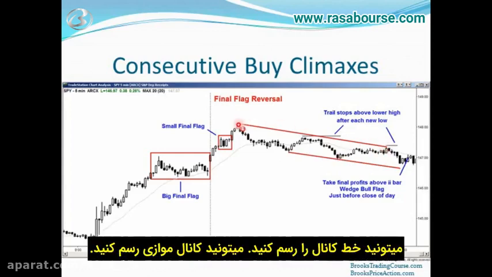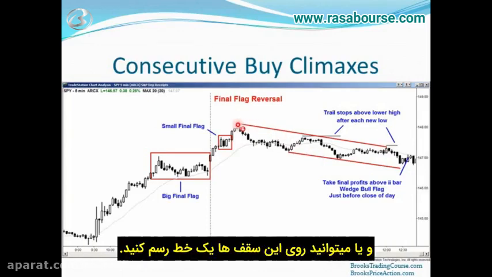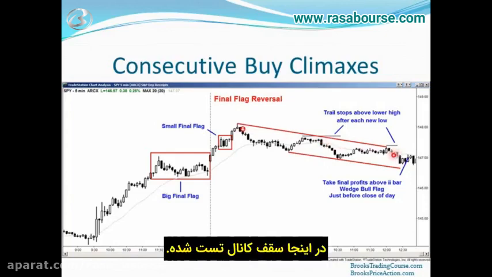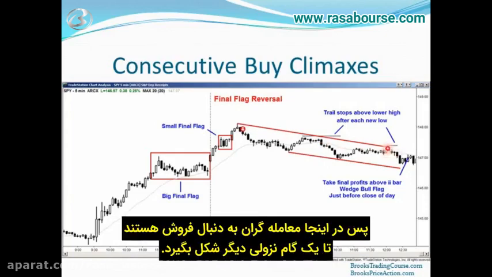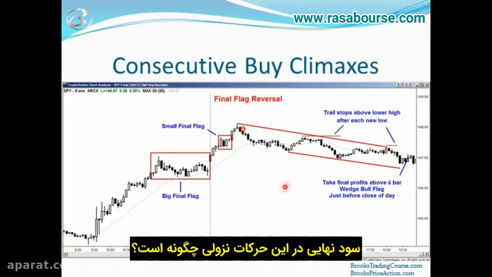You can start drawing trend lines. You can draw a parallel, take this line and put a parallel up here at the high, or you can simply draw a line from this high across these highs, and we're testing the top of it, so traders will look for shorts here for another leg down. Final profits on these shorts.